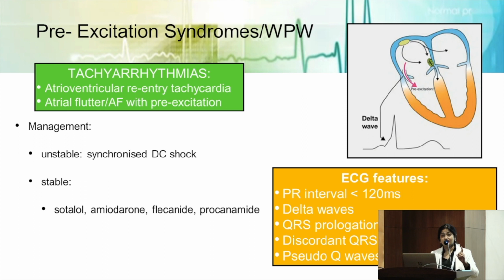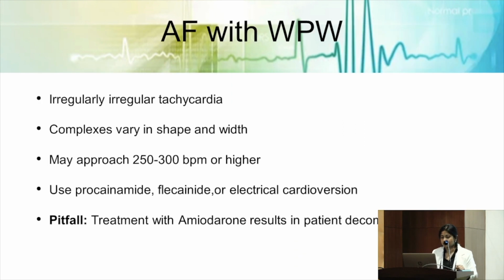And again, because the whole depolarization happens through the accessory pathway, the QRS gets prolonged. Also, you can see pseudo Q waves and discordant QRS ST-T changes. How do you manage? Unstable: synchronized cardioversion. Stable patient, you go ahead with sotalol, a beautiful drug, amiodarone, flecainide, commonly used drugs. And long-term therapy, ablation. If you get a patient with AF in WPW syndrome, what will be the rhythm?